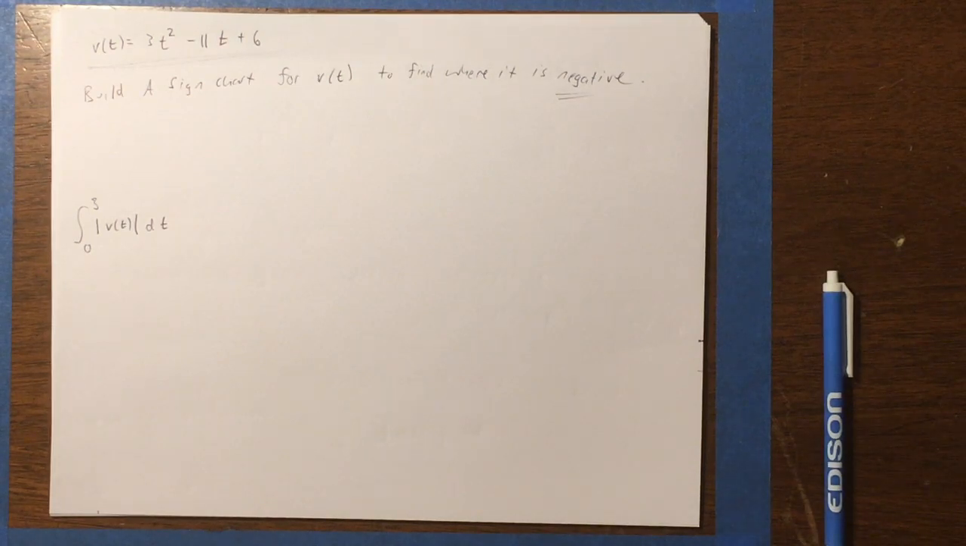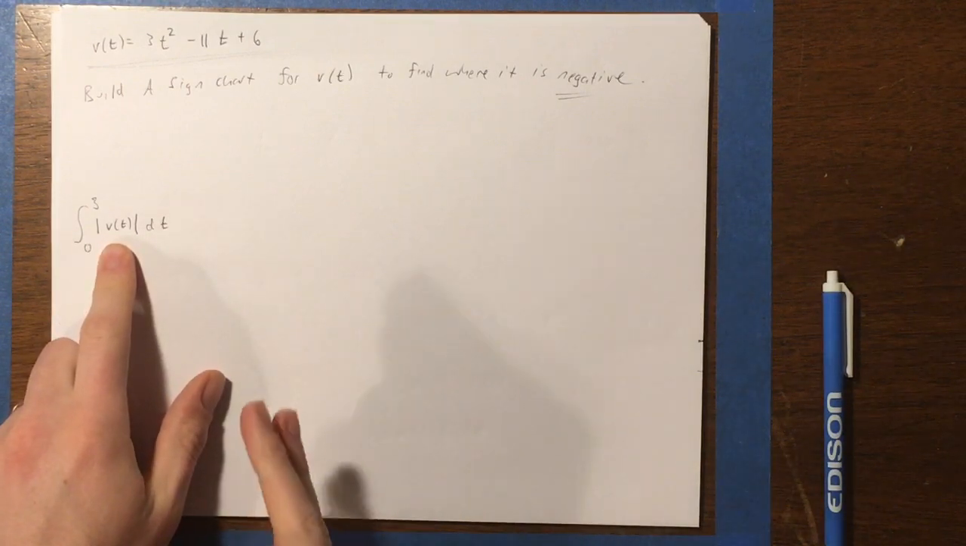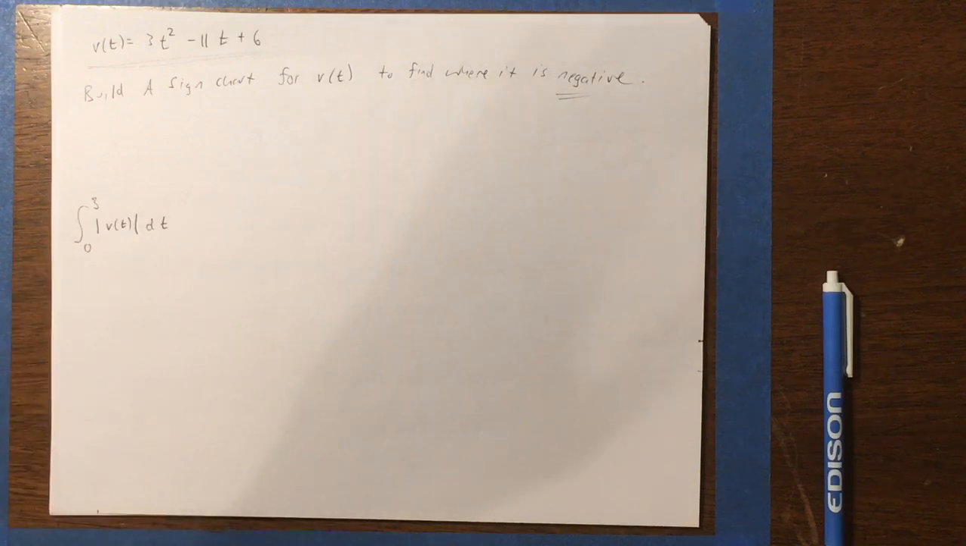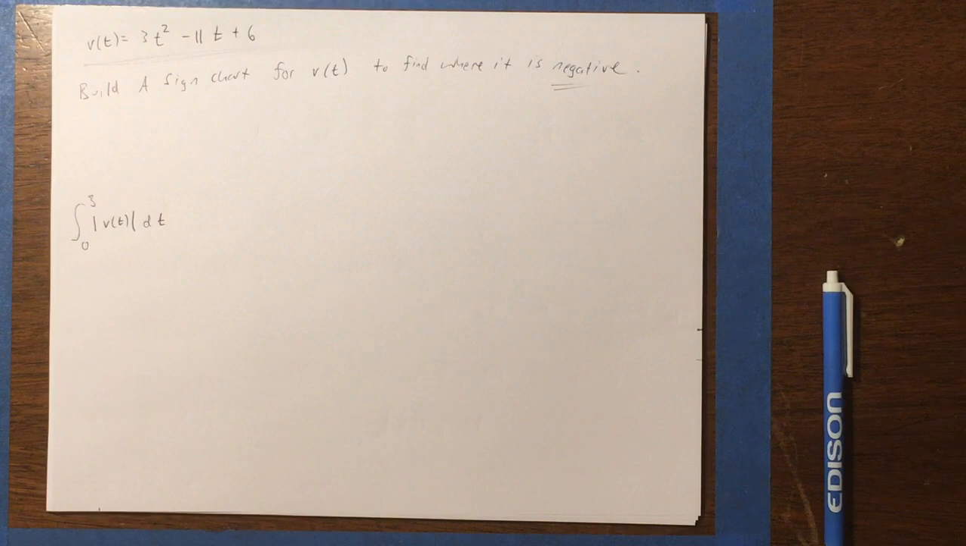All right, so carrying on with the example from the previous video, we want to take this velocity function and calculate the total distance traveled by the object from 0 seconds to 3 seconds. And to do that, we want to integrate not the velocity function itself, but the absolute value of that velocity function.